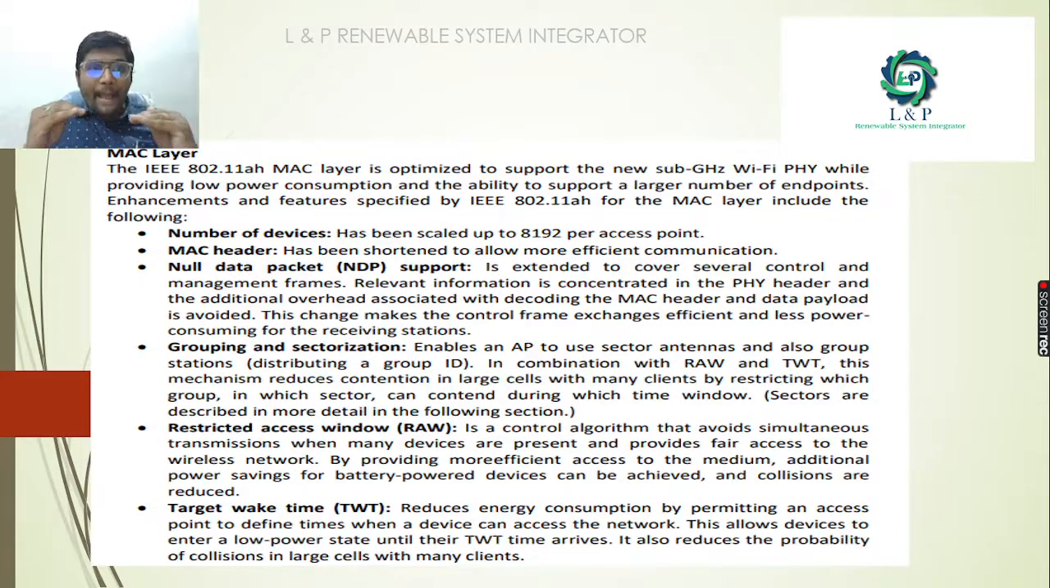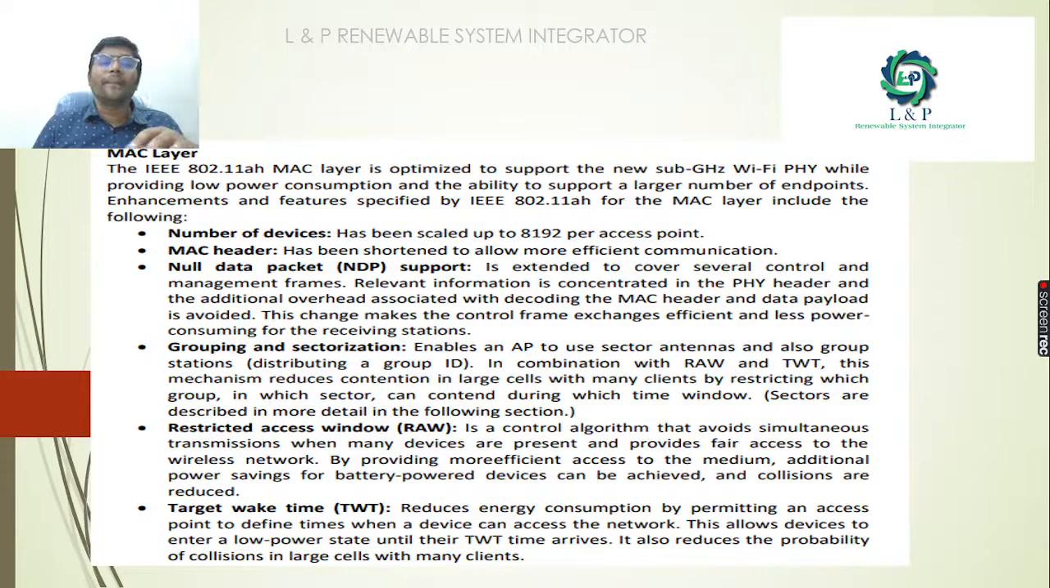If you get into the MAC layer, it includes the number of devices, the MAC header, null data packet support, grouping and sectorization, RAW, that is restricted access window, and target wake time. All these things come into the MAC layer of IEEE 802.11ah. Up to 8192 devices per access point can be used. The MAC header is used mainly for efficient communication.